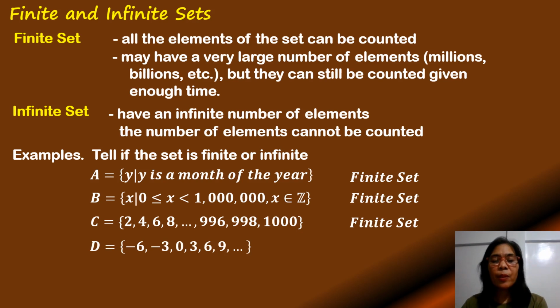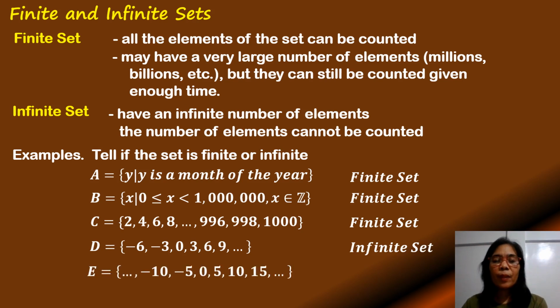D is the set of numbers -6, -3, 0, 3, 6, 9, and so on, and other numbers following the characteristics of these numbers -6, -3, 0, 3, 6, 9. And you will notice after 9 we have 12, 15, and there are still other numbers going to the right which follows the same properties. So there is no end for our set of real numbers. Therefore, we have an infinite set.